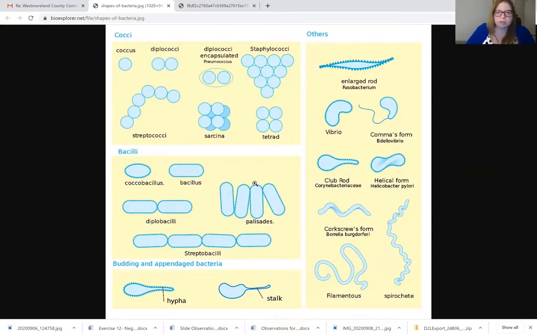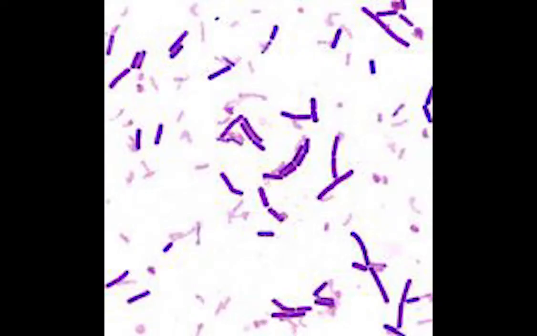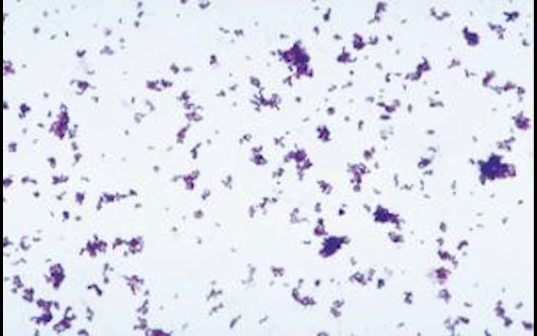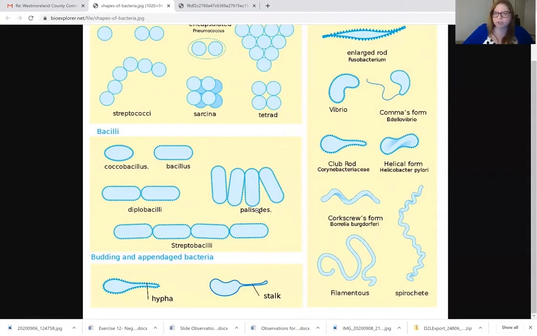Another shape that you might encounter is the bacillus. That is a rod-shaped bacteria. Sometimes we just call them rods, sometimes we call them bacilli. And some different arrangements that you might find those in would be diplobacilli, which is just two next to one another. Palisades, which are going to be arranged in semi-parallel arrangement. And there's also streptobacilli, long chains of rod-shaped bacteria.